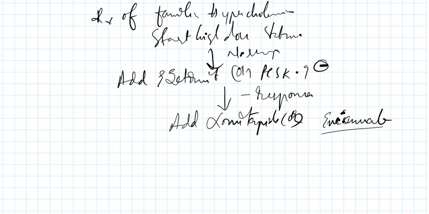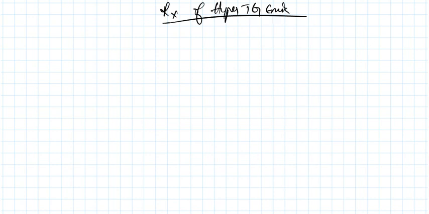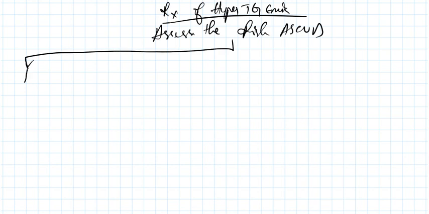Okay, now how will you treat the patient of hypertriglyceridemia? What you have to do is you first assess the risk of atherosclerotic cardiovascular disease. For example, if the risk of atherosclerotic cardiovascular disease is absent, you go for simply moderate.